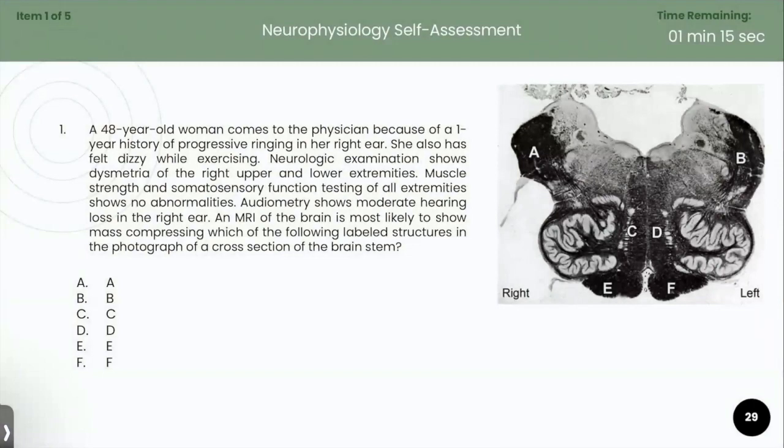All right, so here's the first question. Either pause the video here or take your time to answer it. And then once you come up with an answer, you can restart the video.